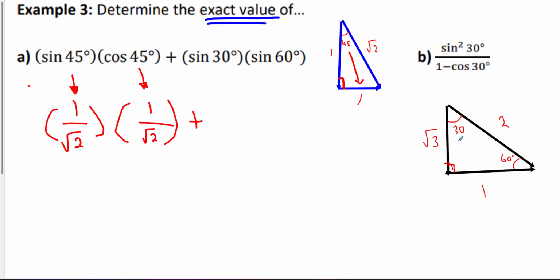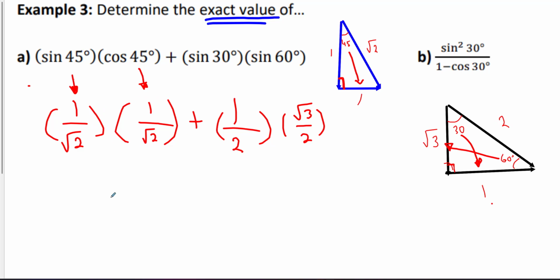Sine 30 is going to be opposite, which is this one here, 1, over hypotenuse, which is 2. So sine 30 is just going to be a half. And sine 60, remember, 60 is here. So the opposite of 60 is now root 3, and the hypotenuse is 2. So opposite over hypotenuse. All of these brackets simplify to these fractions here.